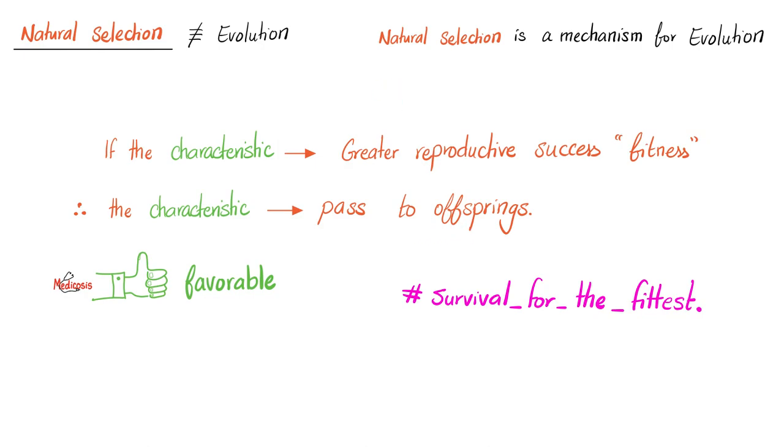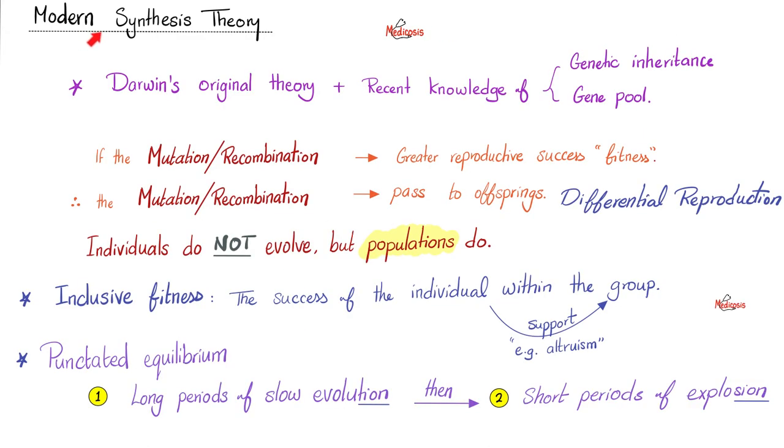This is what Darwin said. He was focused more on the individual. But then came the modern synthesis theory, or neo-Darwinism, and modified the original theory by adding recent knowledge of genetic inheritance and gene pools, because now we know DNA, nucleotides, DNA replication, transcription, translation, etc. So they said the following. Instead of talking about a characteristic, let's talk about mutation and recombination. If you do not know what recombination is, watch my videos on meiosis and my videos about genetics in this biology playlist. If the mutation or recombination is producing success and fitness, it is more likely to pass to the next generations. Conversely, if the mutation or recombination is terrible, producing failure and non-fitness, it's not going to pass.